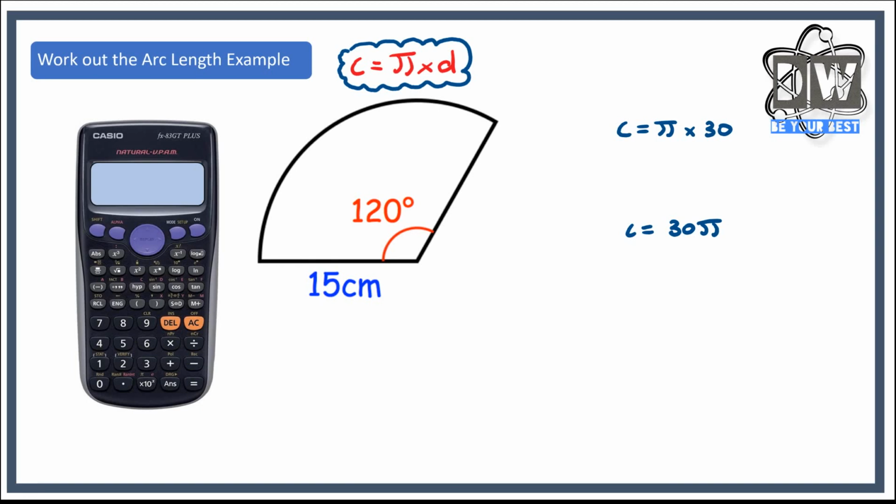So we're going to use that now, and we're going to find out 120 over 360 of it. All right, that's going to be 30 pi multiplied by 120 over 360, and that gives us 10 pi, which also gives us, when we press that SD button, 31.4159, and so forth.